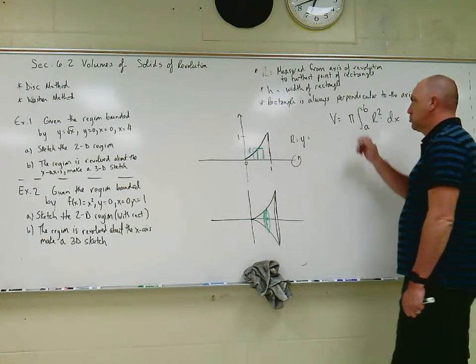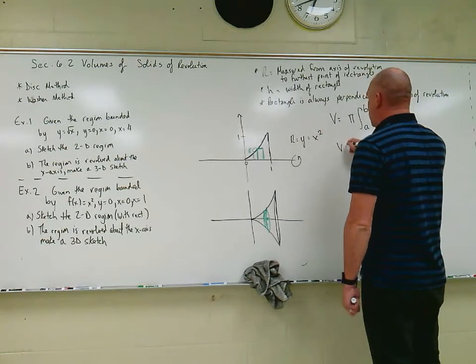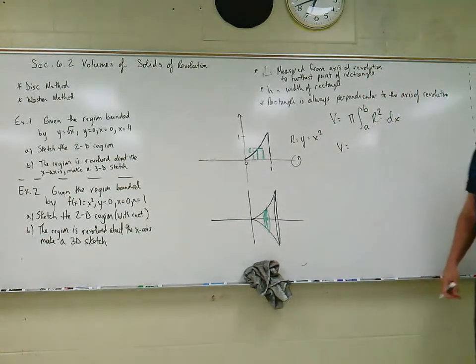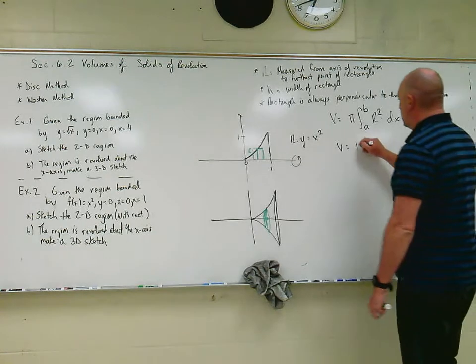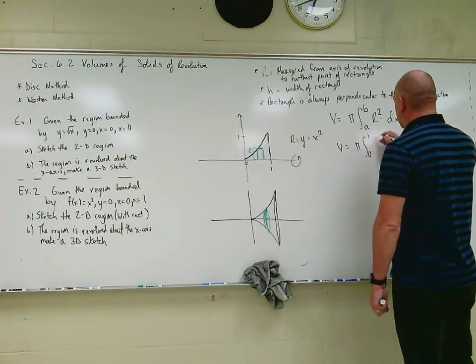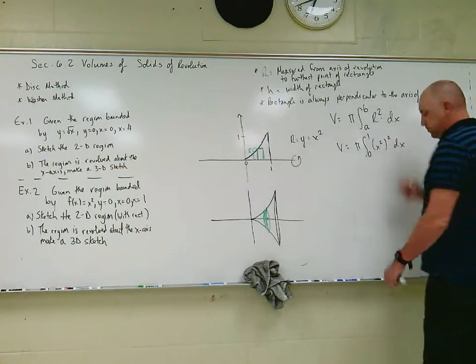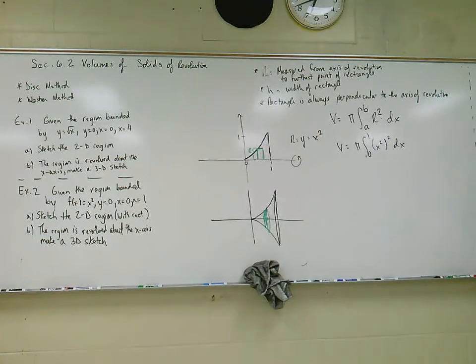X squared. You set that in. What are your limits, from where to where? 0 to 1. So it's going to be pi times the integral of x squared, squared dx. All right, so go ahead and see if you can finish that and get the answer. It's going to be fairly quick.